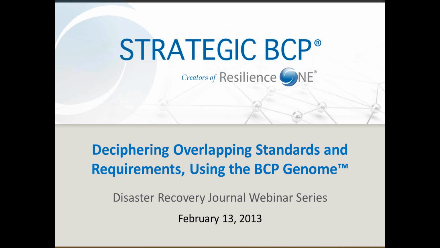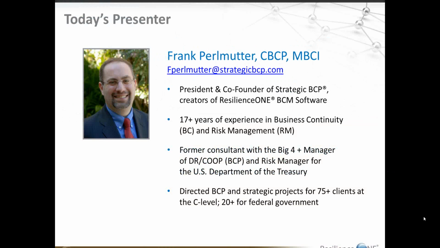Today's topic is Deciphering Overlapping Standards and Requirements using the BCP Genome. Our speaker today is Frank Perlmutter. Frank is a former manager of DR and COOP for the U.S. Department of Treasury. He is currently the president and co-founder of Strategic BCP, creators of Resilience One. He has also managed BC risk process improvement programs for more than 100 organizations over the past 17 years.